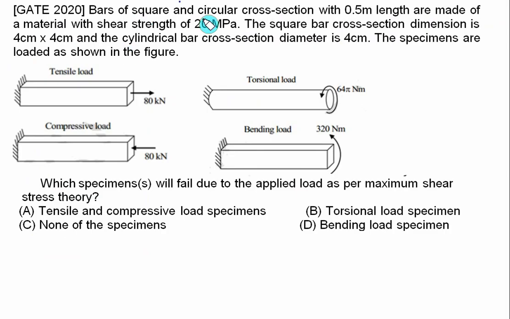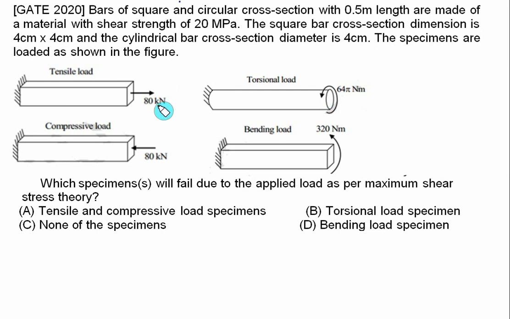A bar of square and circular cross section with a length of 0.5 meter is made of a material with a shear strength equal to 20 megapascal. So we have given here the 4 conditions. In the first case we have a tensile load of 80 kilonewton and the section is square. Then we have a compressive load of 80 kilonewton and a circular rod of 4 cm in diameter, and the twisting moment is 64 pi times Newton meter, and the bending moment is 320 Newton meter per square section. The square section is 4 cm by 4 cm and the circular section is 4 cm.